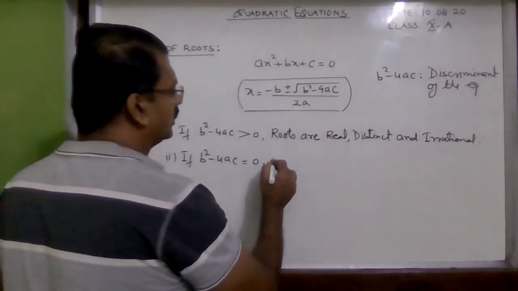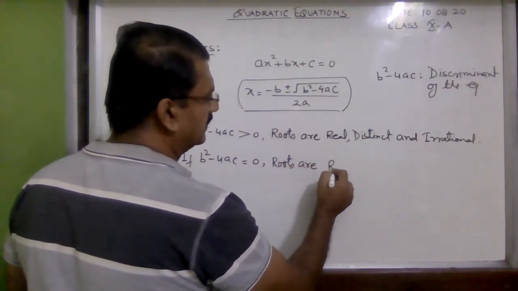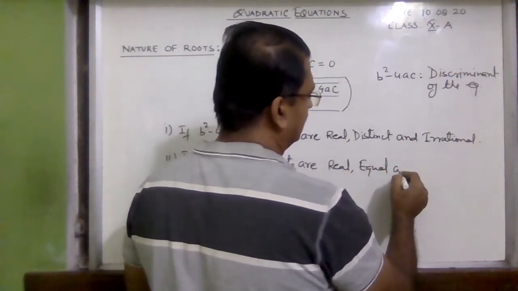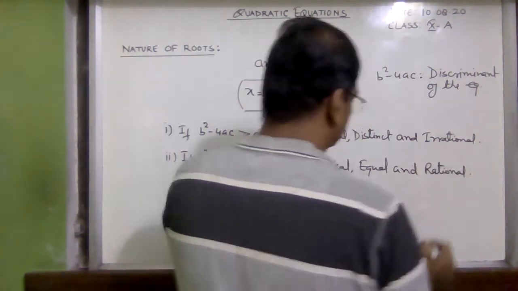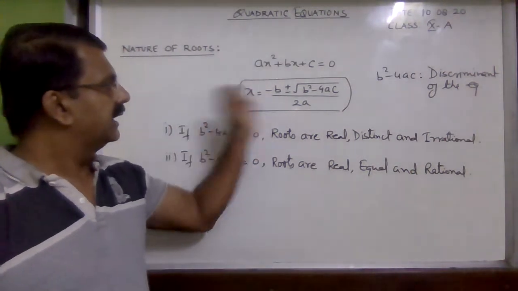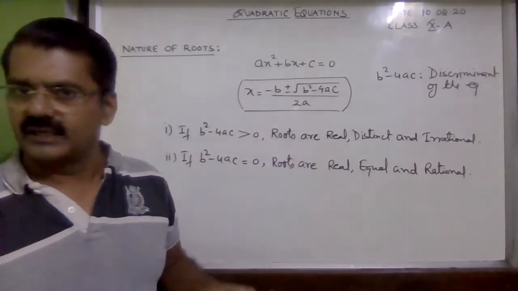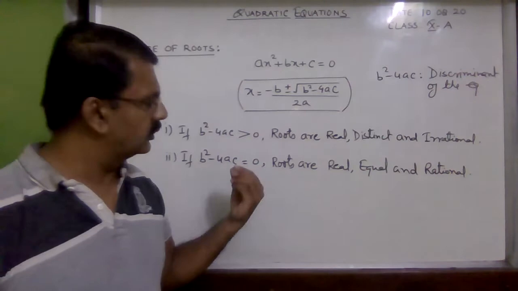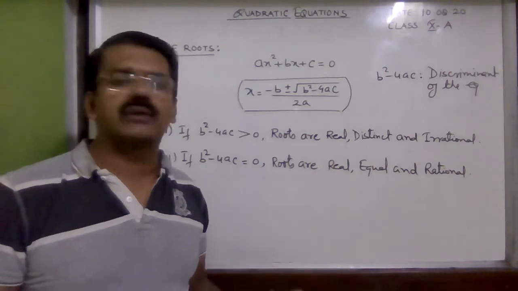So now you will write roots are real, equal and rational. Roots are real, equal and rational. Is it clear? If this quantity is 0, that means plus 0 or minus 0 remains the same. That is why roots are equal. No square root is there, so the roots are real and equal. And as the square root is also not there, so now they become rational.